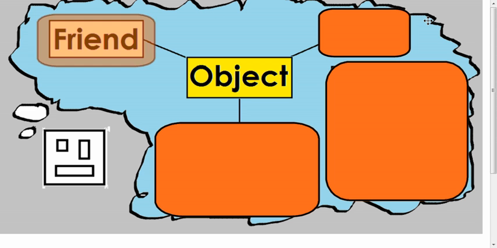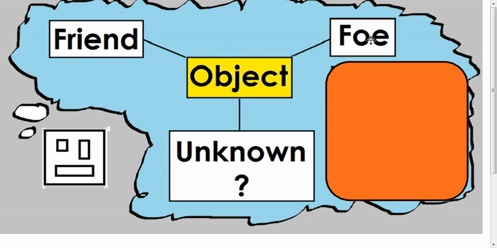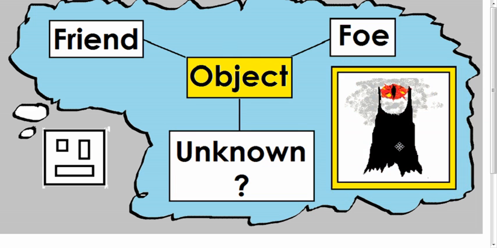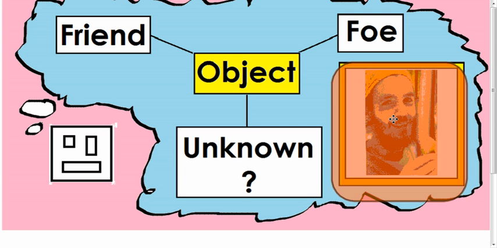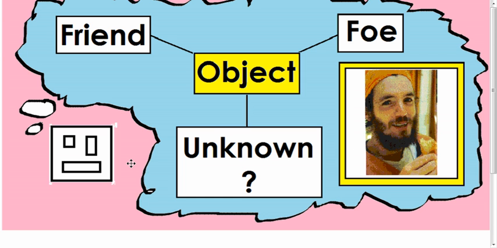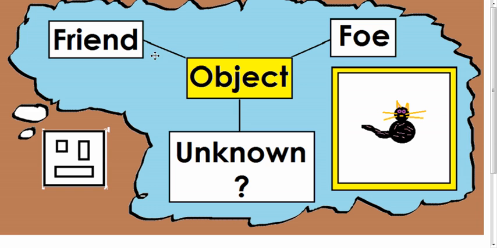Dr. Square always puts any object or thing into three categories. Is it a friend, a foe, or does he not know? Now, Sauron, the wizard who created the ring, would definitely go in the foe category. Whereas this guy would definitely go in the unknown, because Dr. Square doesn't know who he is. And this cat would go in the friend category.